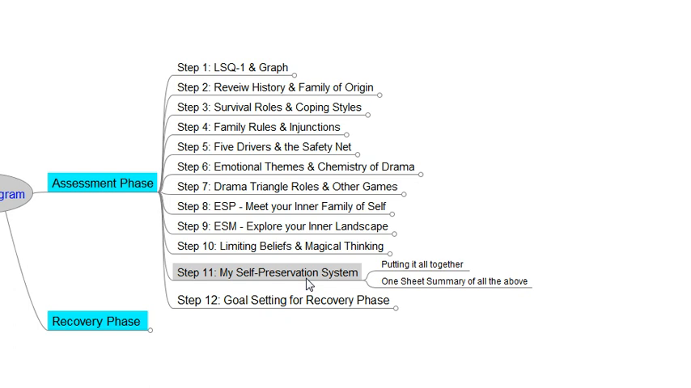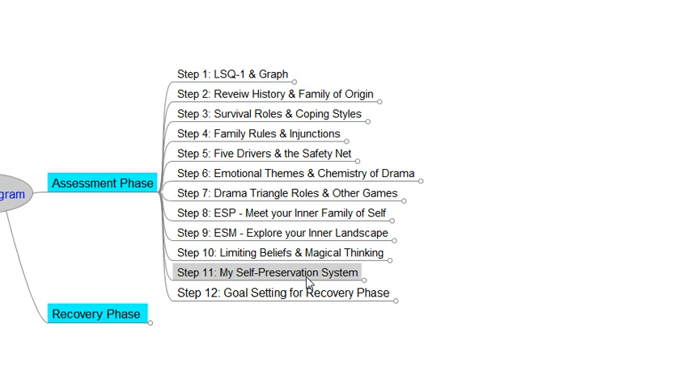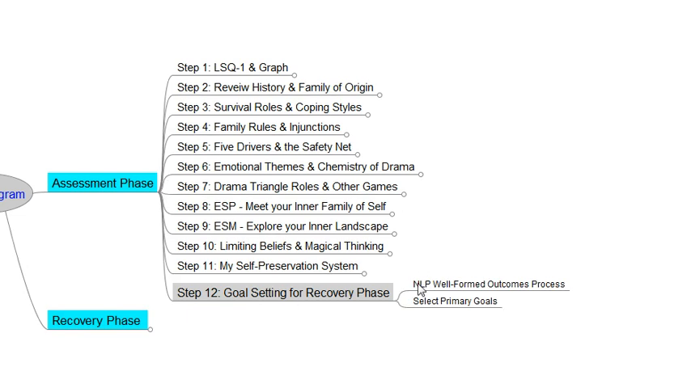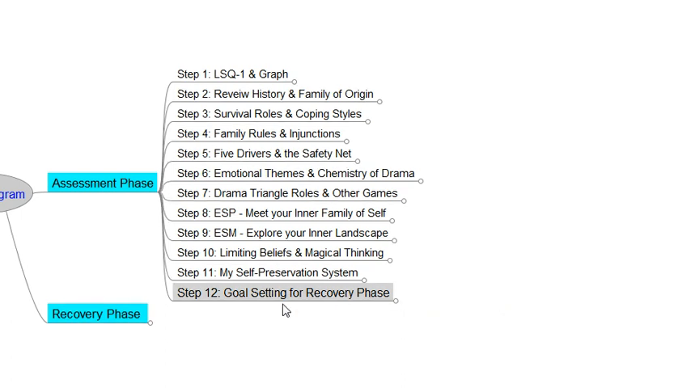And once I've completed all this and collected enough to fill in my self-preservation system, then we can begin goal setting for the recovery phase. We'll use a neurolinguistic process called the well-formed outcomes process in order to set primary goals. And in the next video, we'll look at how we can put all that into action to begin a recovery process.